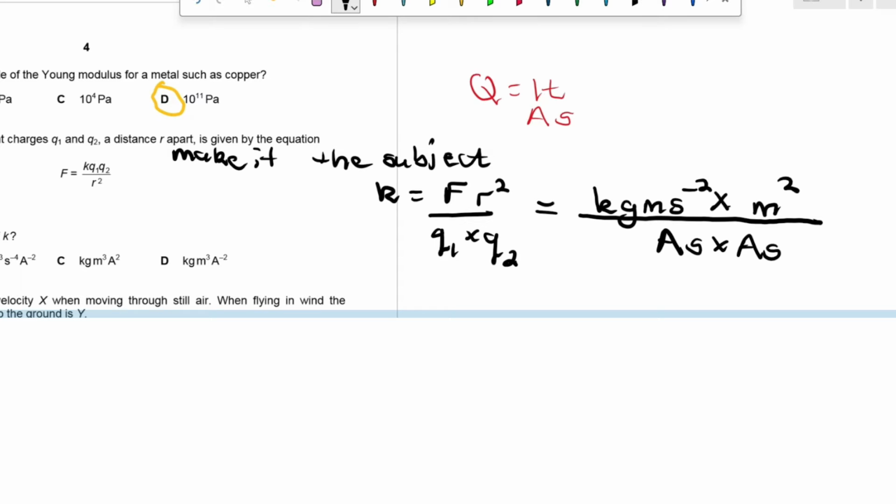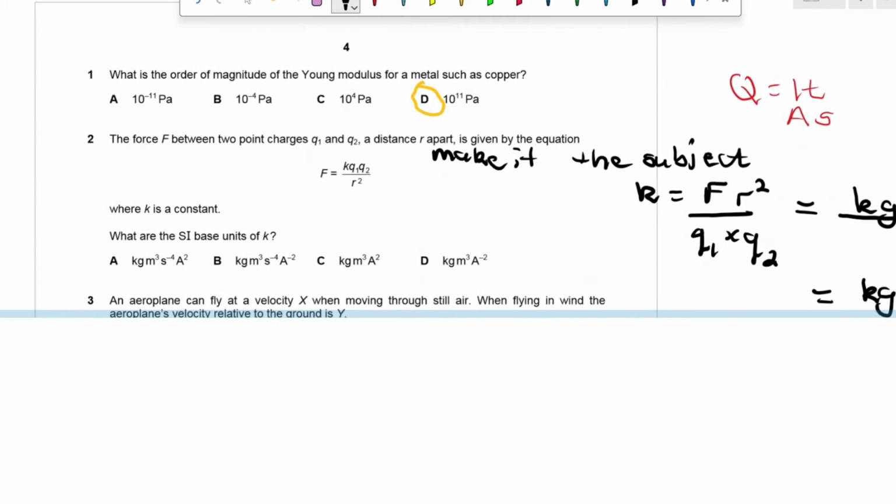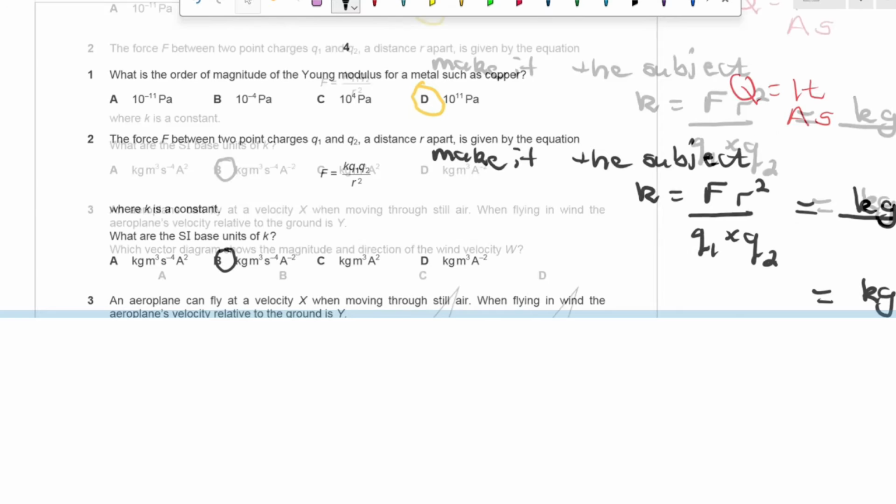So s and s are going to give you s to the power of -2. So this is just going to simplify to kg m cubed s to the power of -4 A to the power of -2. You're going to look for that answer, and that answer is going to be B. I'll move on to question number 3.